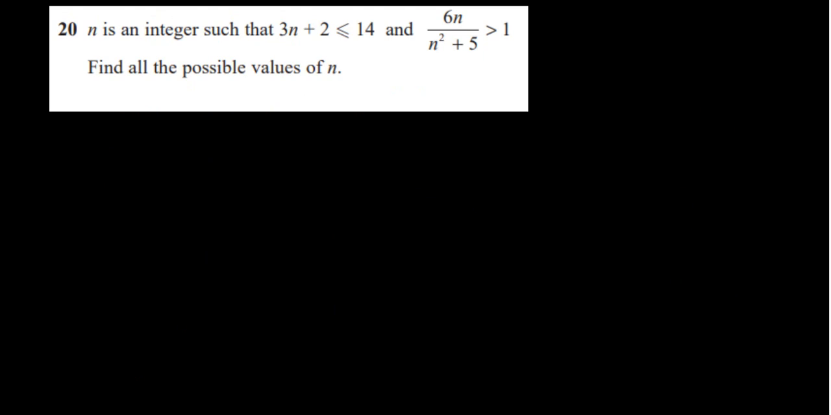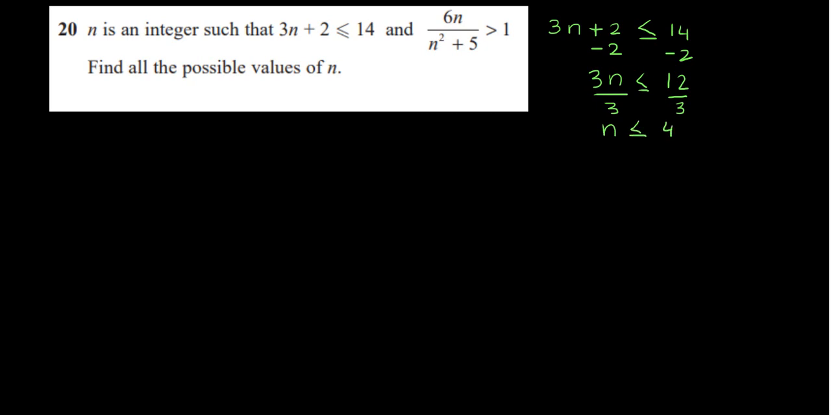So I'm going to start by trying to solve each individual inequality. 3n plus 2, so I'm going to start off with the linear one because it's a bit easier. It's less than or equal to 14, so it's very similar to equations. Subtract 2 both sides, so 3n is less than or equal to 12, and then divide both sides by 3. So my first inequality is n is less than or equal to 4.